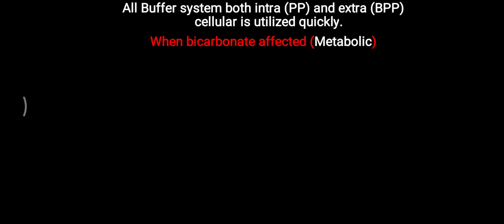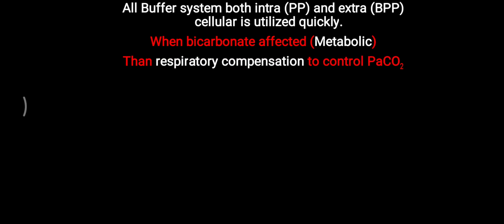Initially, intracellularly the phosphate and protein buffer systems will work, but extracellularly there are bicarbonate, protein and phosphate. All these three buffer systems will try to compensate the acid base disorder as early as possible. But when bicarbonate is affected in a large quantity, meaning a metabolic condition of long duration, then respiratory compensation needs to control the partial pressure of carbon dioxide as a compensatory mechanism, and that will go in the same direction as the primary change. It will take some time for this respiratory compensation to start, about minutes to hours to compensate the metabolic disorder.